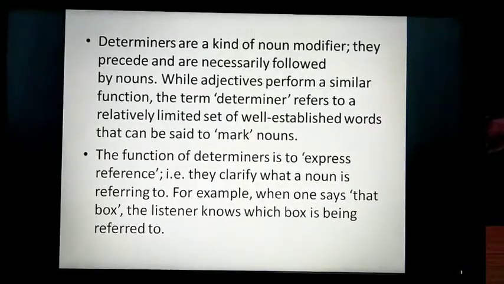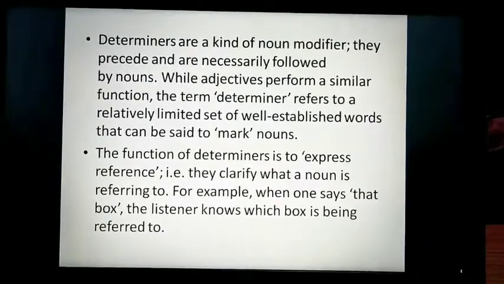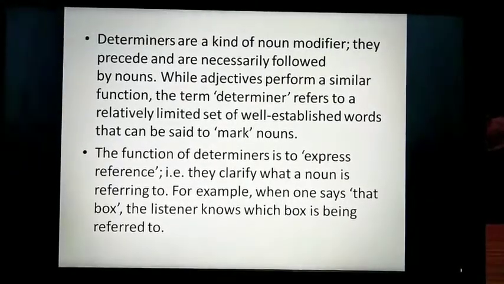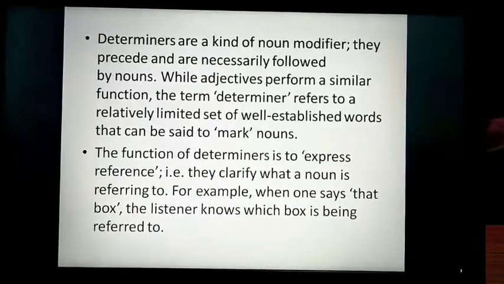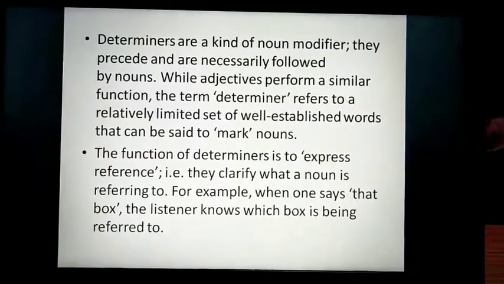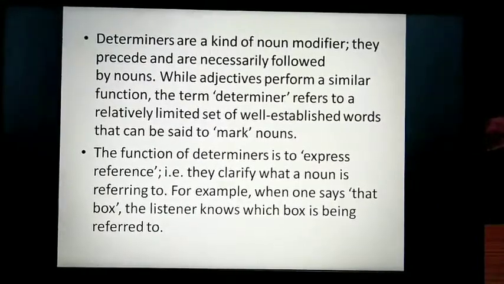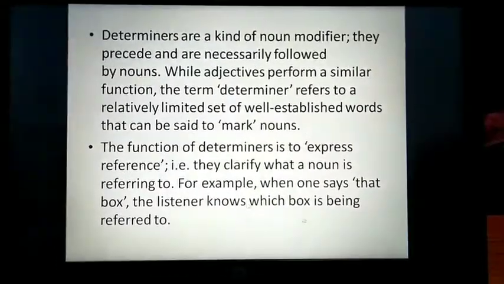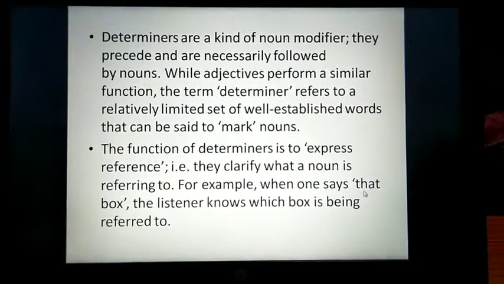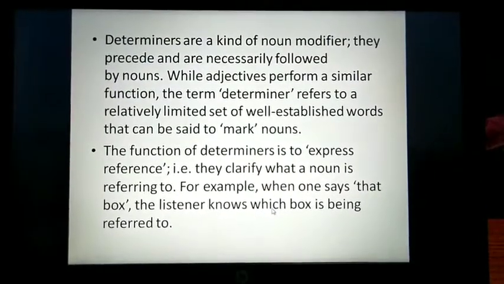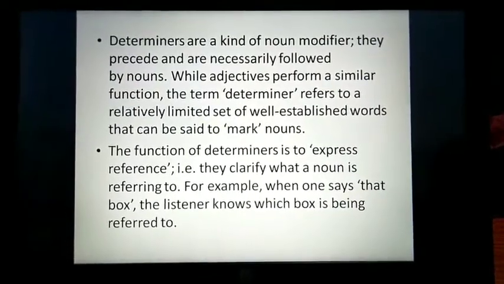Or in other words, we can say determiners are the words that can be used before nouns to determine or modify their meaning. They function like adjectives. They are also called fixing words. The function of determiners is to express reference, that is, they clarify what a noun is referring to. For example, when one says "that box", the listener knows which box is being referred to.